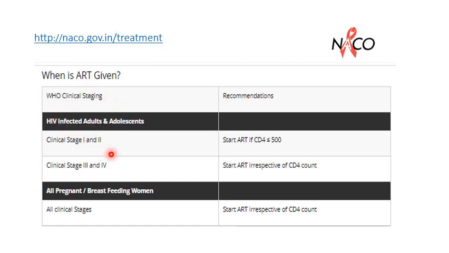For clinical stage 1 and 2, we start ART only if the CD4 count is less than 500. If the patient is asymptomatic and the CD4 count is more than 500, you need not start ART. Similarly, in clinical stage 3 and 4, we have to start ART irrespective of CD4 count. So for stage 3 and 4, immediate ART should be started, and for stage 1 and 2, ART should be started when the CD4 count falls below 500. And for all pregnant and breastfeeding women, irrespective of clinical stage and irrespective of CD4 count, ART should be started.